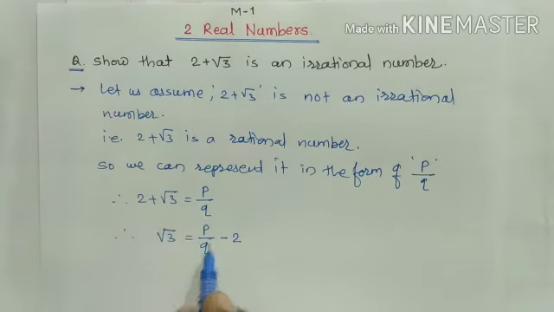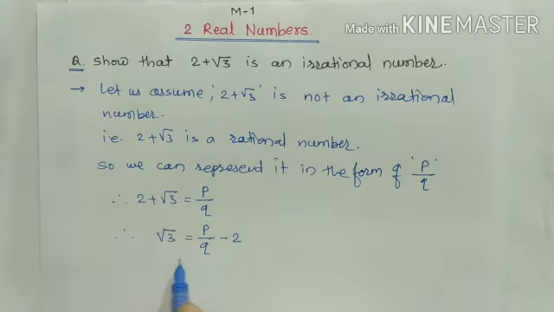Here in this equation, the RHS, that is right hand side, is a rational number. See, p upon q is a rational number. This 2 is a rational number. That's why the total term p upon q minus 2 on the RHS is a rational number. But we know that root 3 is an irrational number. That is, in this equation, LHS is an irrational number and RHS is a rational number.